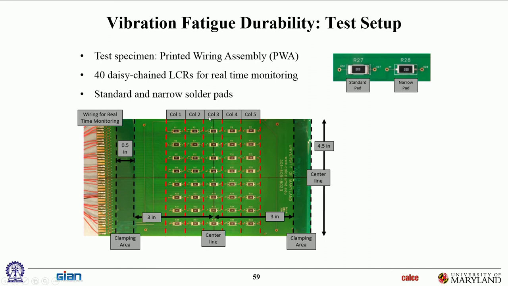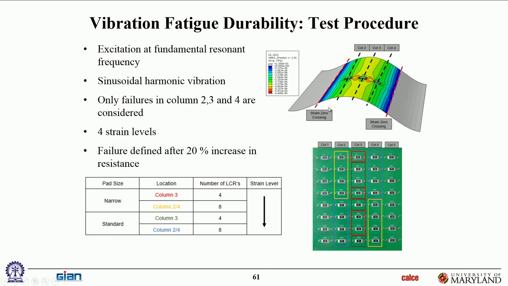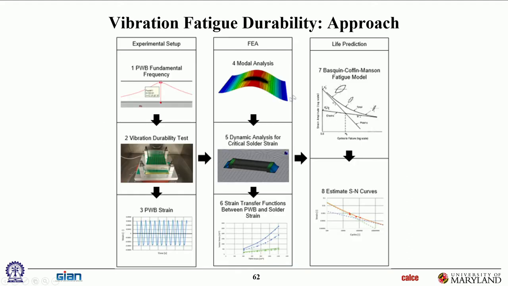We did a very extensive study where we took those circuit cards, subjected them to vibration loading, okay? Clamped them along the two edges. The purpose of the accelerometers and strain gauges is to see how much deformation we're getting in the circuit card. I'm going very rapidly through this, and then we applied that much deformation to our finite element model to find the strain levels in the solder joints, okay?